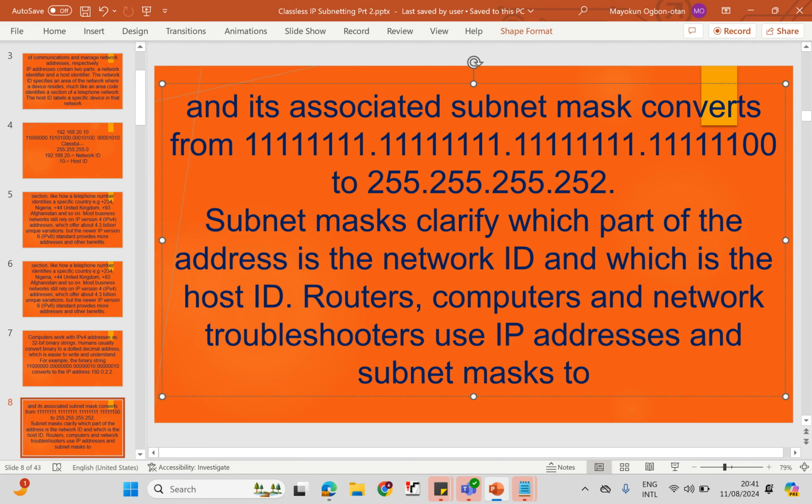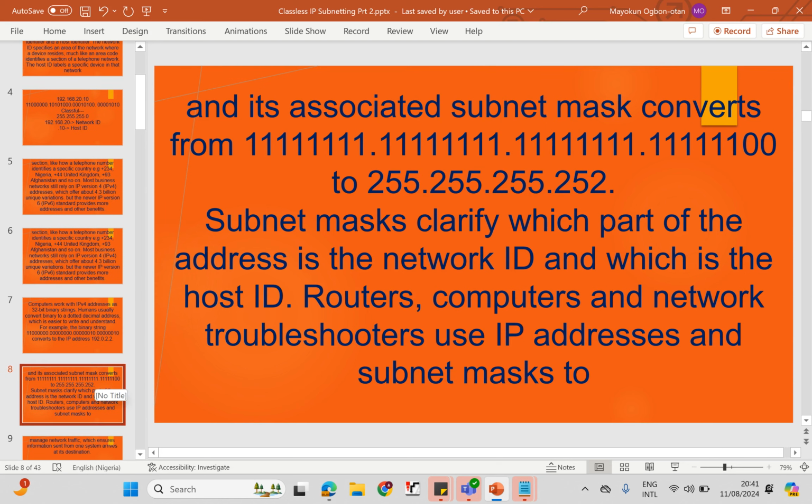So, the subnet mask clarifies which part of the address is the network address or network ID and which is the host ID. I had already explained that it is the subnet mask that helps us know which part is the network and which part is the host. We can move forward.